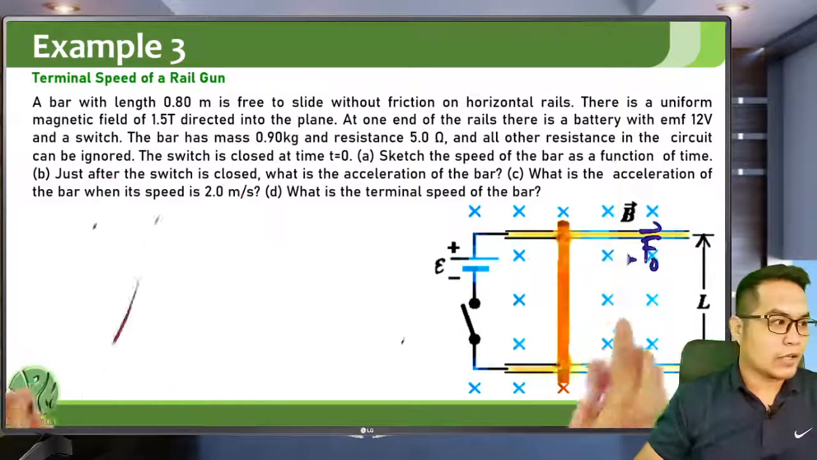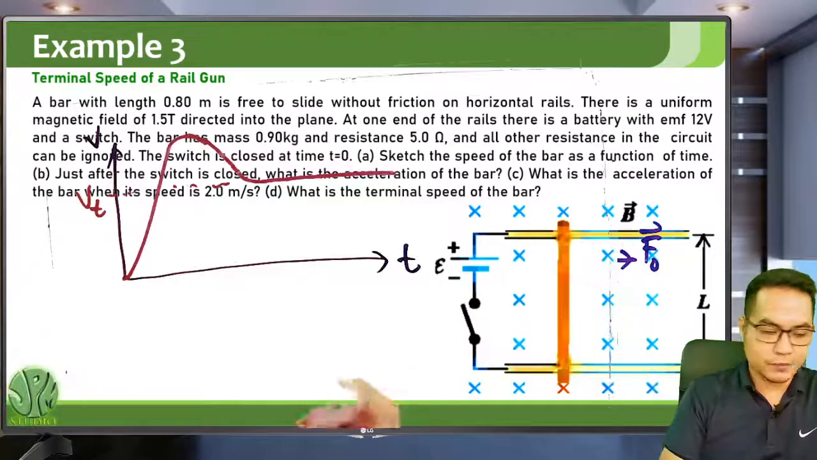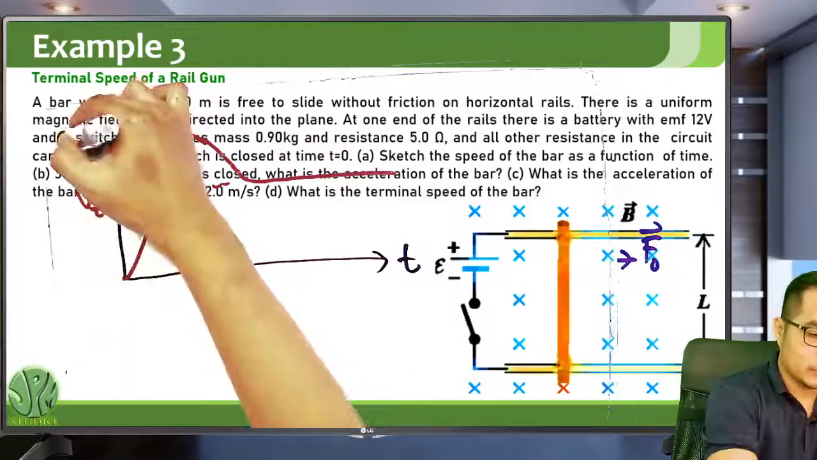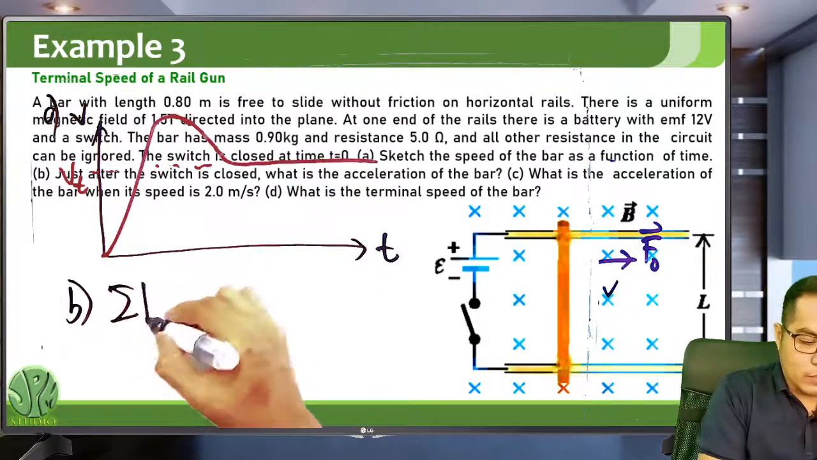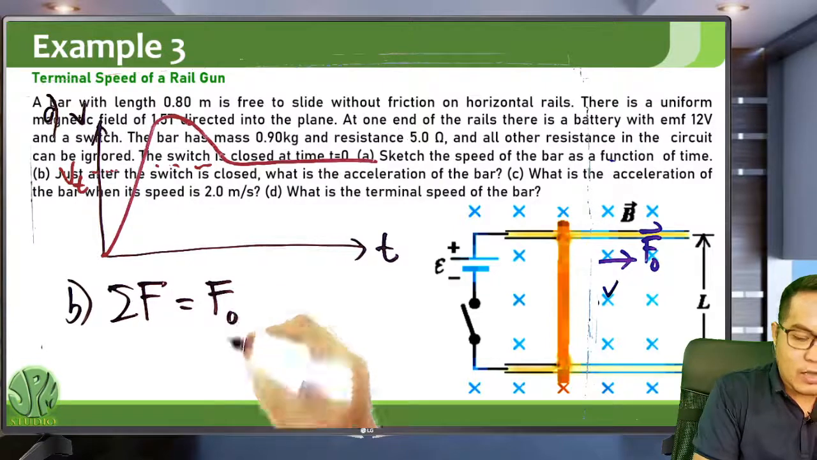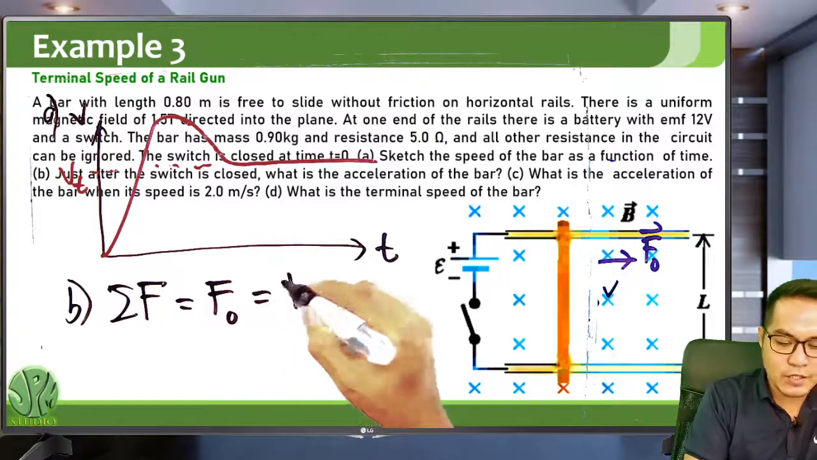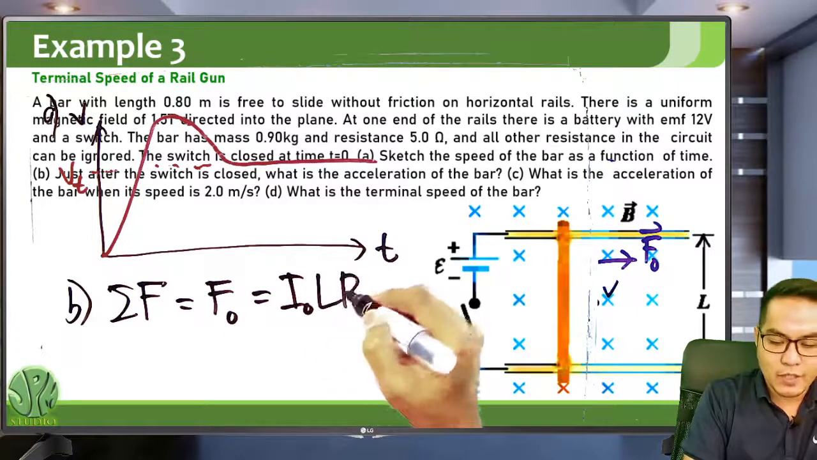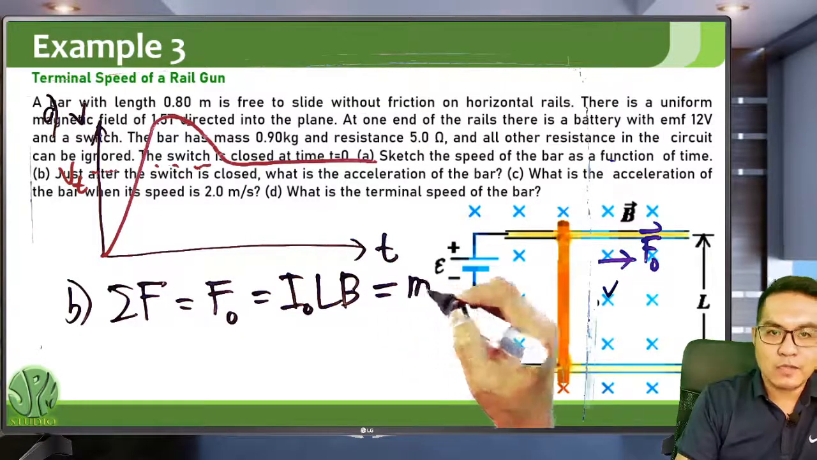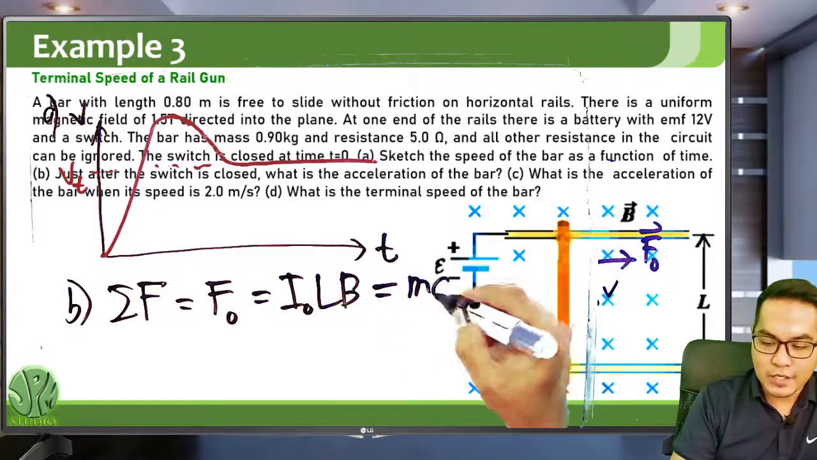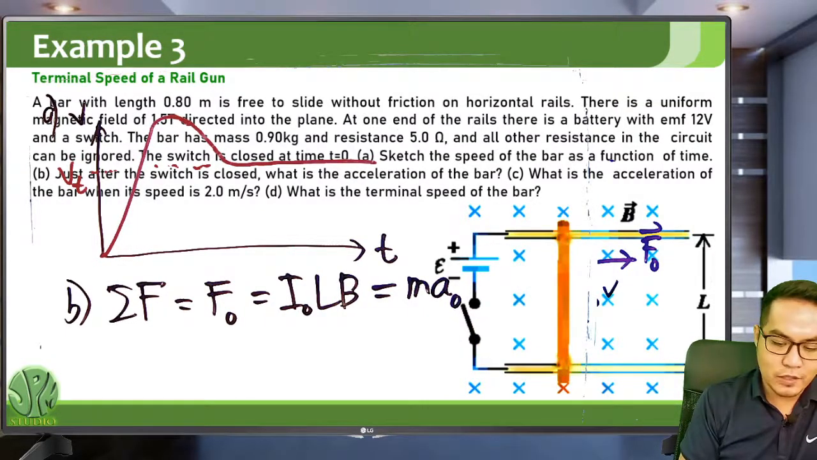Now for letter B: just after the switch is closed, what is the acceleration of the bar? Just after the switch is closed, the net force on the bar is just F naught, the original force. And the original force is just I naught L B, so I L cross B. And this is equivalent to the mass of the bar times the initial acceleration of the bar. So you can now solve for the initial acceleration of the bar.